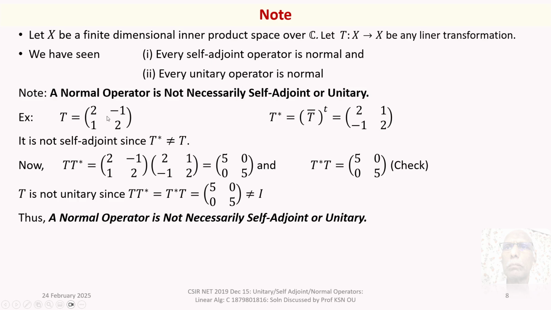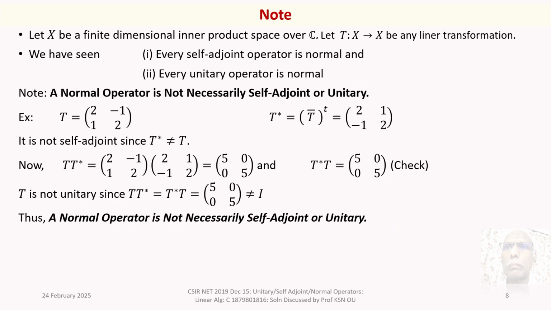The T which you have taken is a normal operator, which you can see since TT star is equal to T star T. That much is sufficient for you. So a normal operator is not necessarily self-adjoint or unitary. This is worth noting.